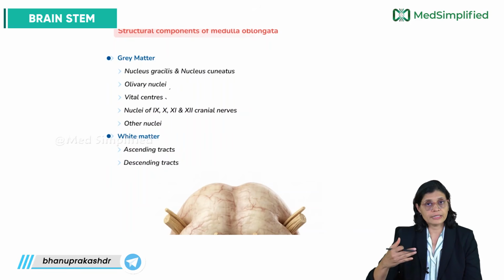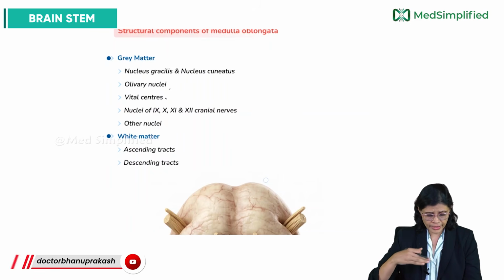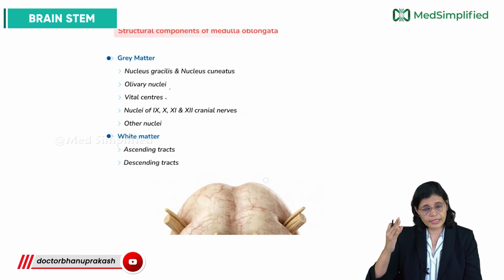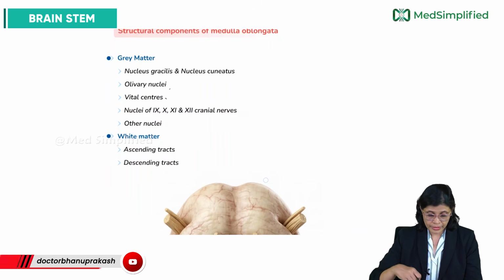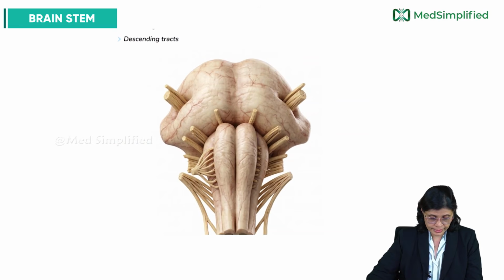The white matter basically consists of the ascending tracts, going from the spinal cord towards the thalamus and cerebral cortex, and the descending tracts coming from above, that is from the forebrain and cerebrum, down to the spinal cord. So we will see this now when we look at the sections.